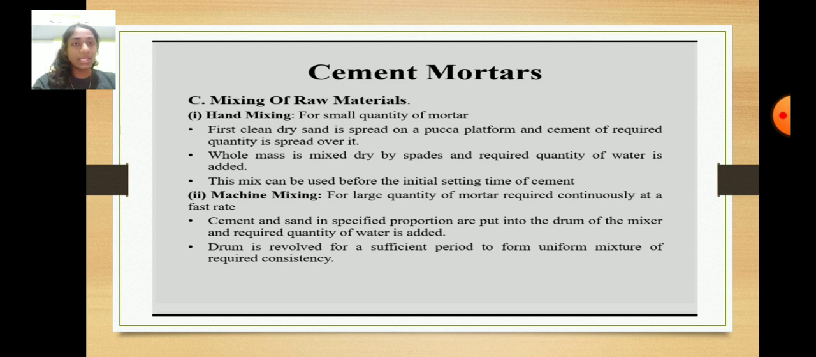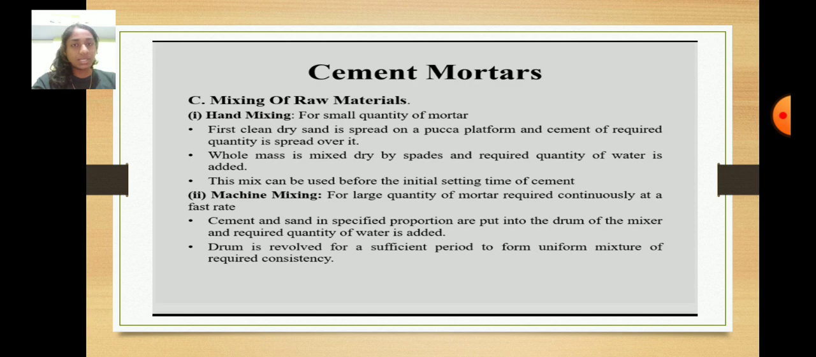Mixing of raw materials: hand mixing and machine mixing. Hand mixing for small quantity of mortar. First, clean dry sand is spread on a pucca platform and cement of required quantity is spread over it. All is mixed dry by spades and required quantity of water is added. This mix can be used before the initial setting time of cement.